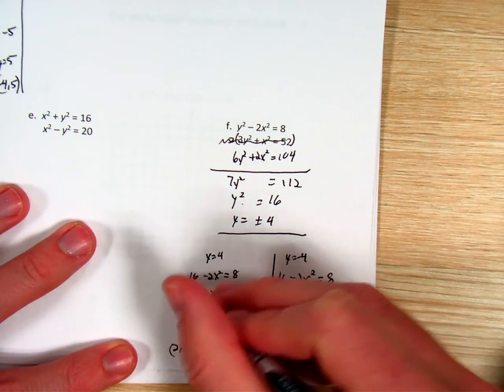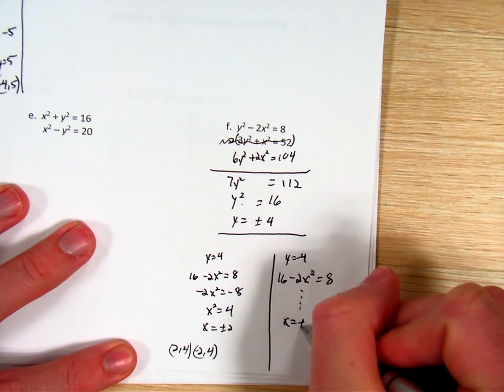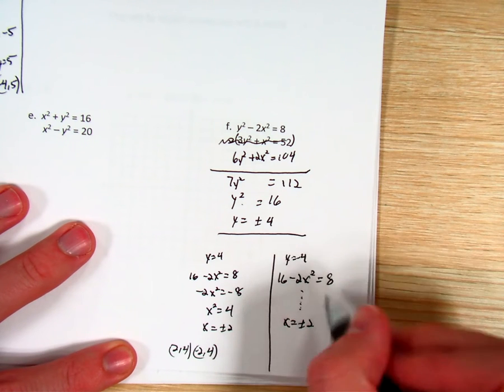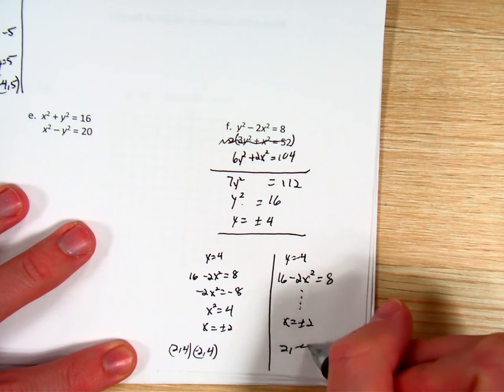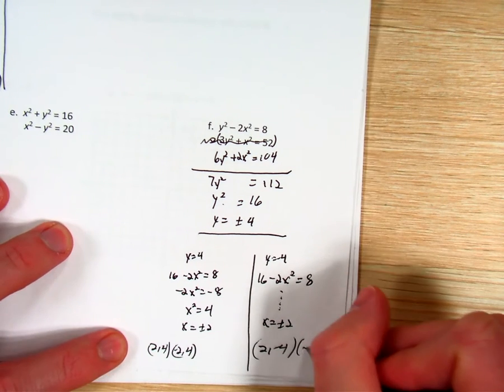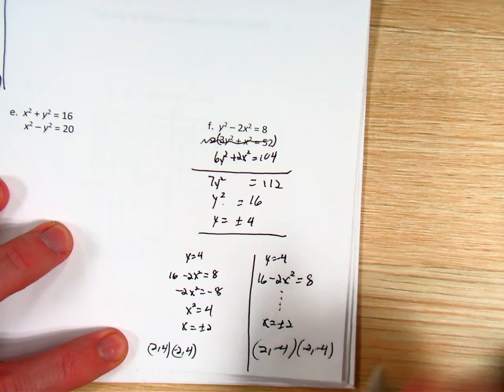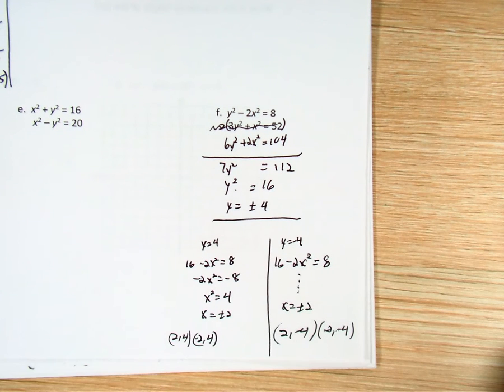Okay, exact same work. But now it's with a negative 4 at the end. So now it's going to be 2 comma negative 4 and a negative 2 comma negative 4. So this would have 4 points of intersection. Okay, 4 points in common right there.